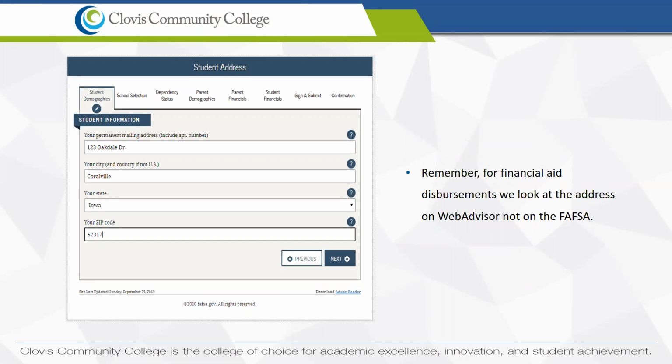Now you'll be asked to provide your permanent mailing address. Be sure to include the apartment number if you have one. Keep in mind, financial aid disbursements from Clovis Community College are sent to the address listed with our college or through direct deposit. Be sure to check that WebAdvisor has the correct address.